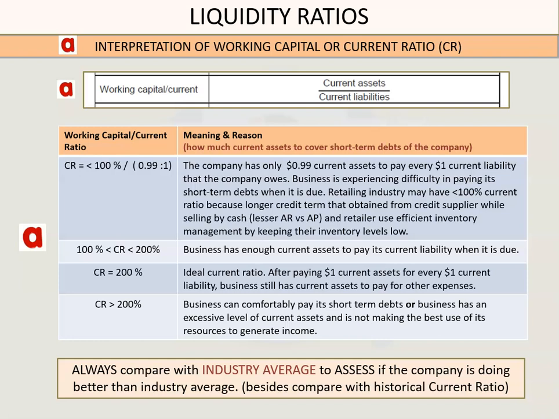So just remember that when we interpret ratios, for example, working capital and current ratio, we must always compare with industry average or even past years to assess if the company is doing better.